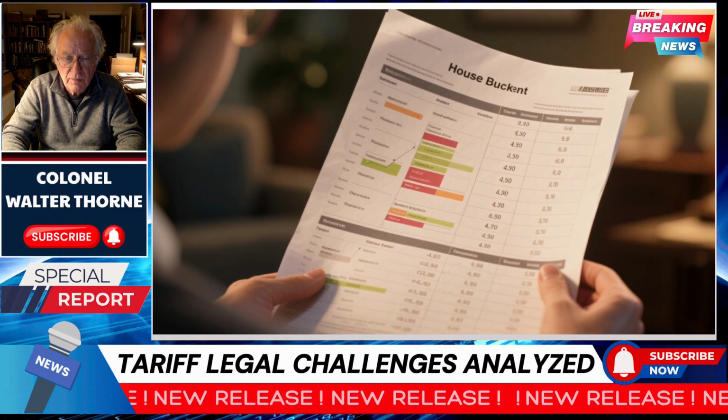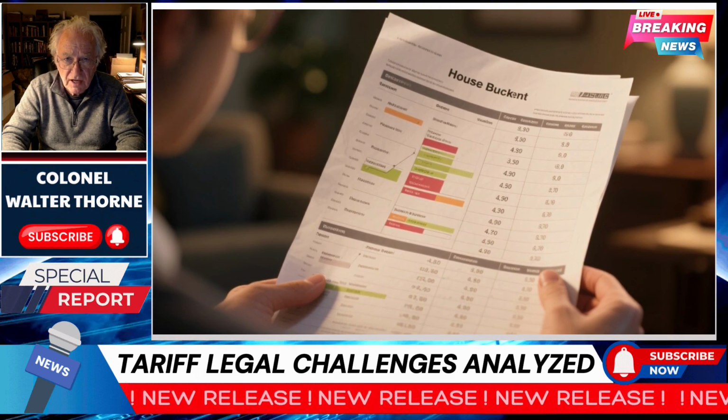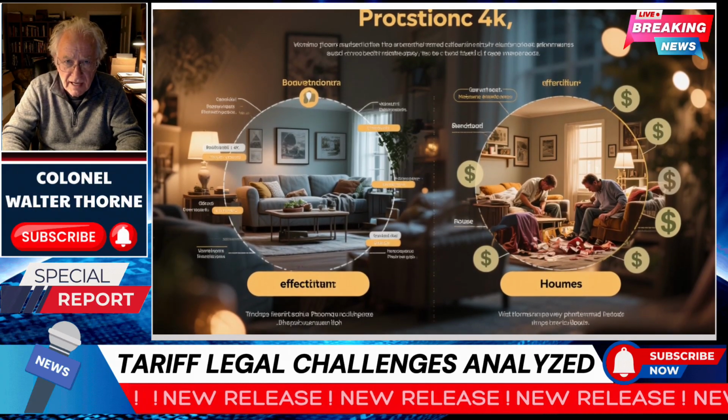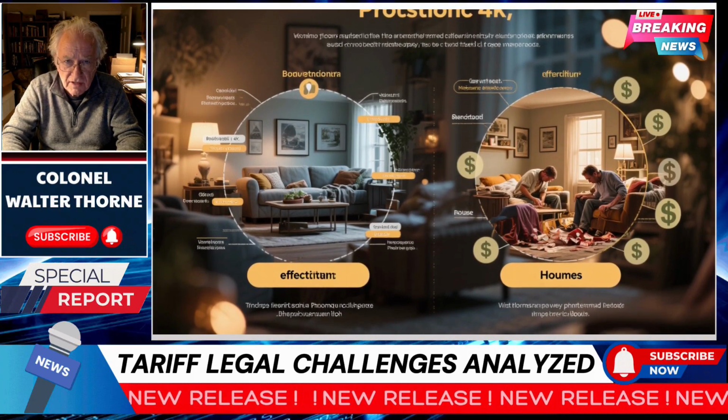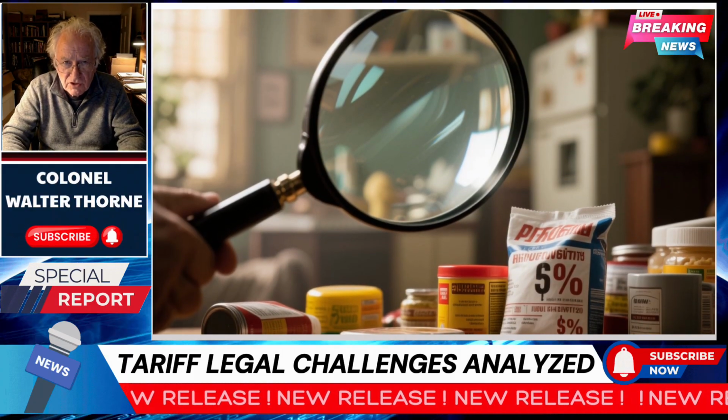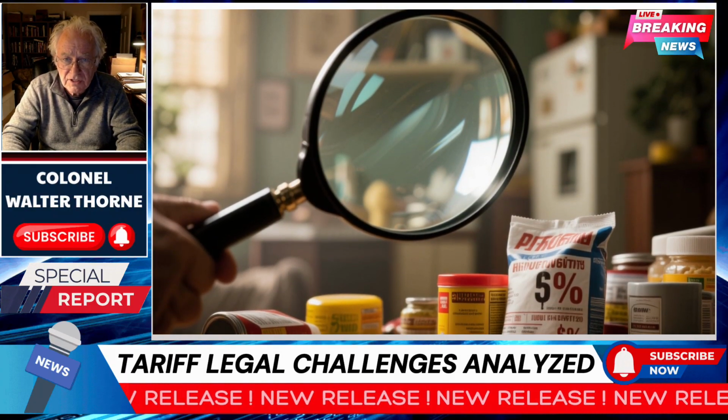This distributional pattern represents a structural feature of tariff incidence rather than an intended policy outcome. Policymakers may or may not have considered these distributional effects when implementing tariffs. The effects emerge from the interaction between tariff structure and consumption patterns across income levels.